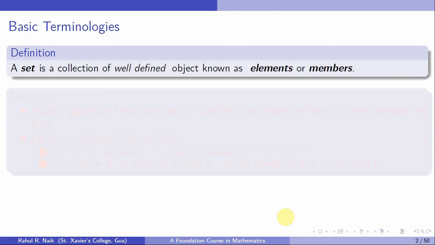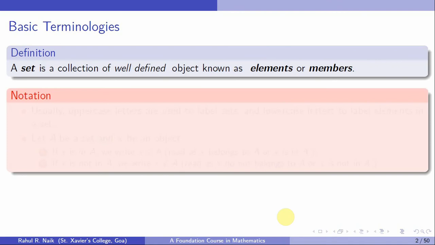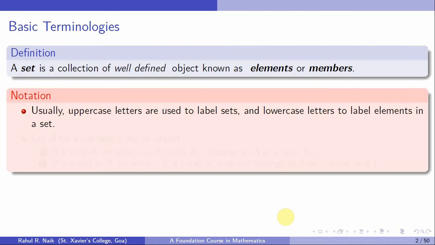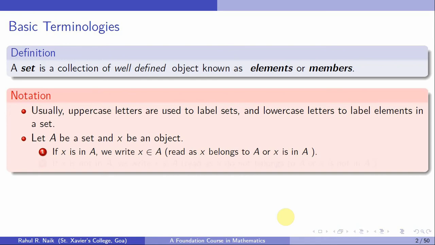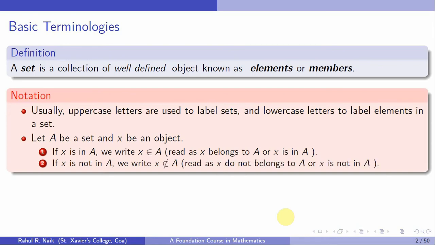So there are some notations used to denote sets. Sets are usually denoted by uppercase letters and lowercase letters are used to label the elements in the set. Let A be a set and x be an object. If x is in A, we write it in this way, and we read it as x belongs to A, or x is in A. If x is not in A, we write it in this way, and we read it as x does not belong to A, or x is not in A.